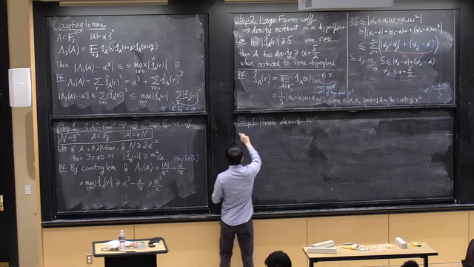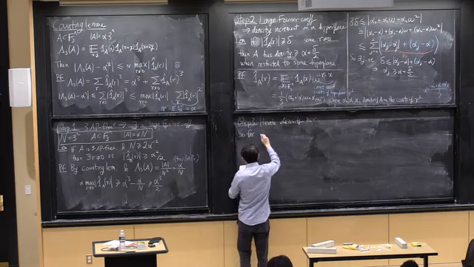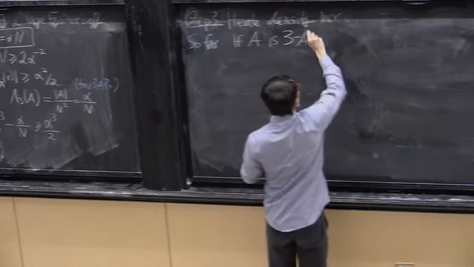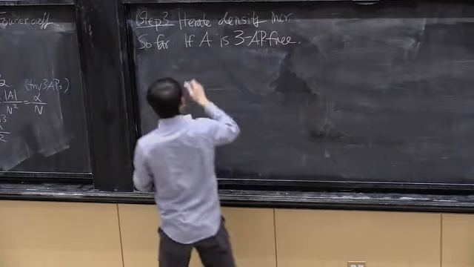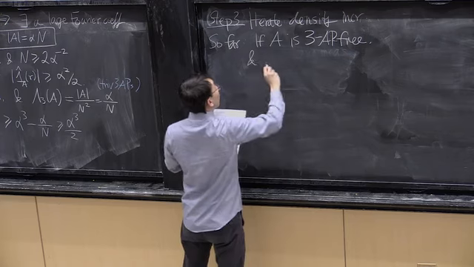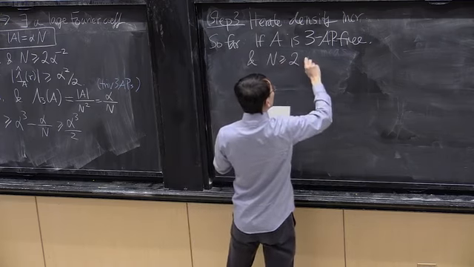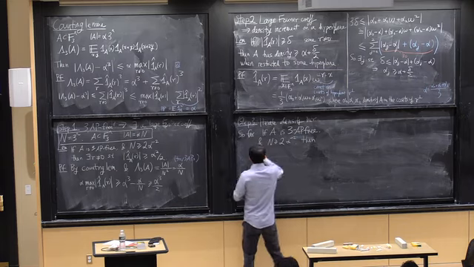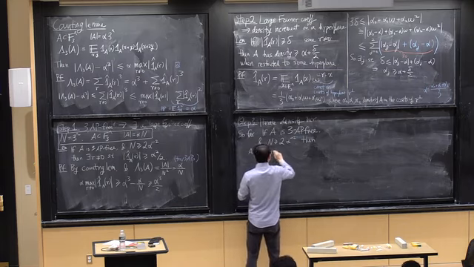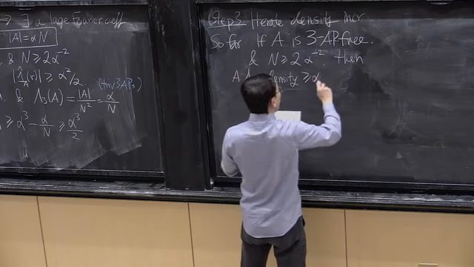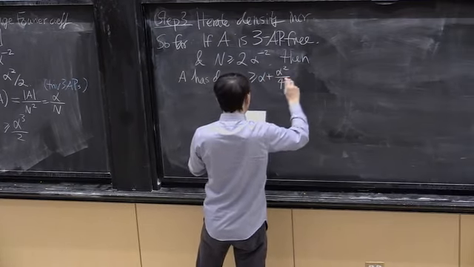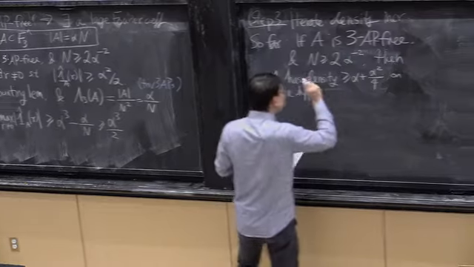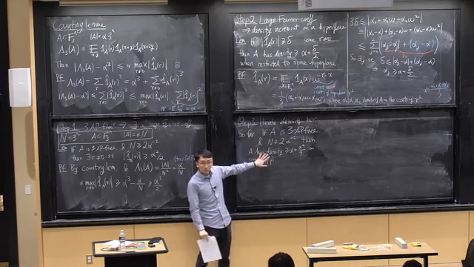So the summary so far is that if A is 3AP free with density alpha and n is at least 2 to the alpha to the minus 2, then A has density at least alpha plus alpha squared over 4 on some hyperplane. So you combine step 1 and step 2, we obtain this conclusion.